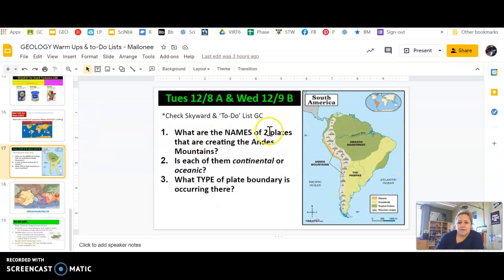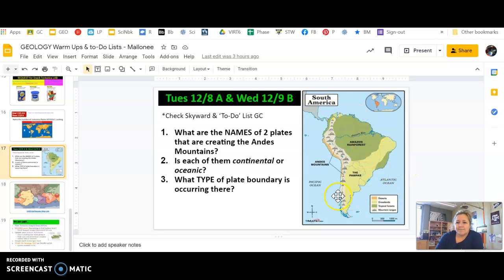Today's warm-up, do this in the back inside cover of your science notebook. We'll talk about Skyward and Google Classroom in just a second. When you've got a graphic of any kind, maybe it's a map, maybe it's a chart, maybe it's a graph, always take a look at it to get a grip on it before you start looking at questions, right? Even on a warm-up.